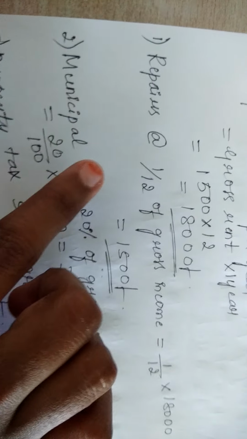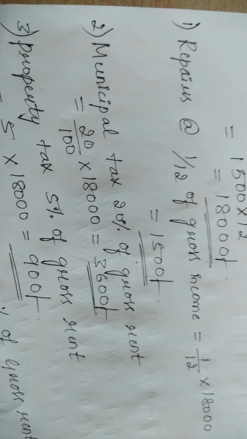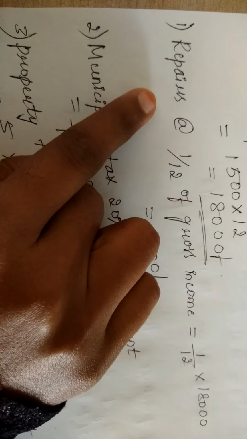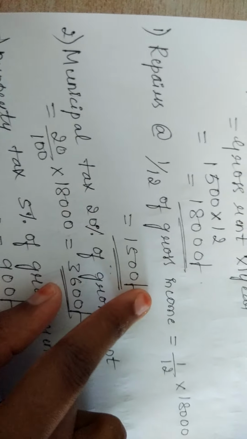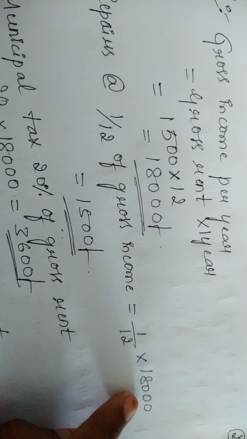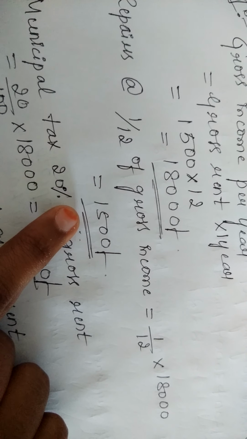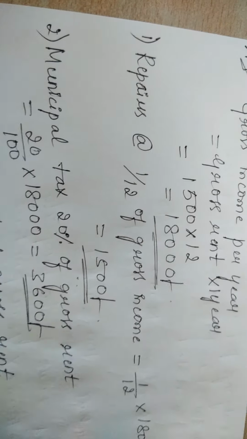Then let us start the extra service charges or extra items of work which include the cost of the building. Starting with the repair work, let us take repair work as 1/12 of the gross income of a building. Here 1/12 of the gross income of the building per year, taken as 18,000, gives you a value of 1500 rupees. So this represents the value for the repairing charges of a building in a year.